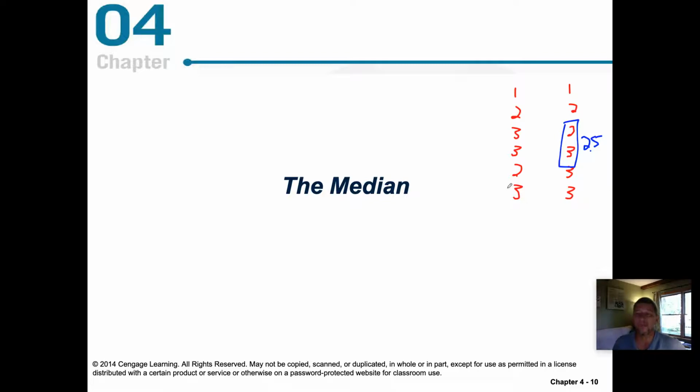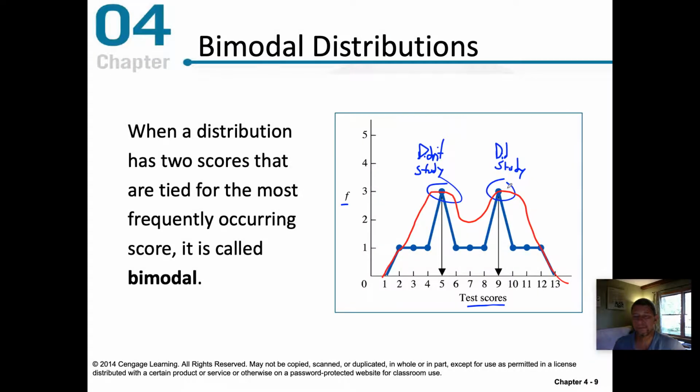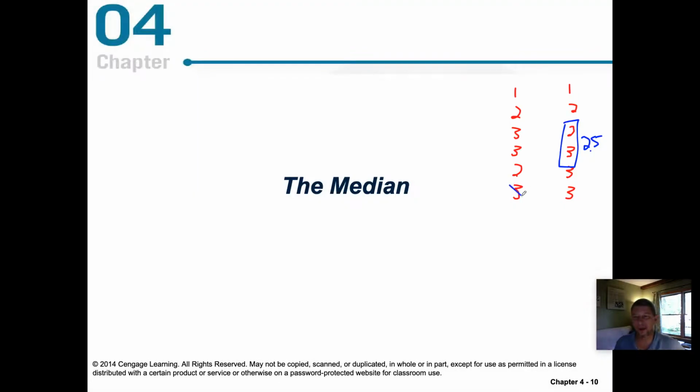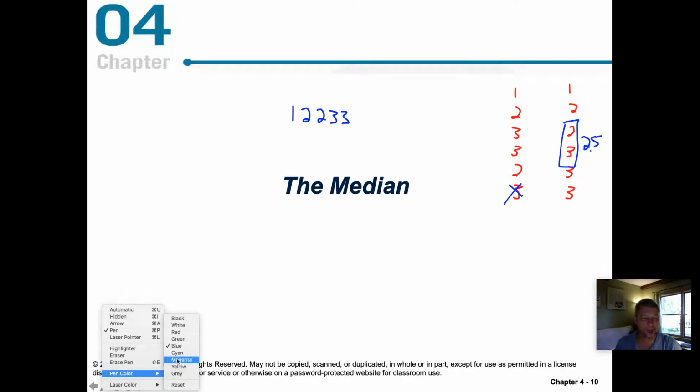Now, let's say I get rid of this 3, and so my data set is now 1, 2, 3, 3, 2. If I write this one out, it's 1, 2, 2, 3, and 3. And so in this case, my median is the score in the middle. So this would be the median here.